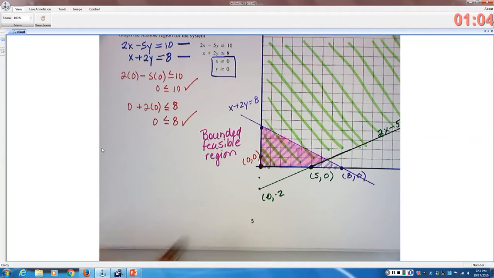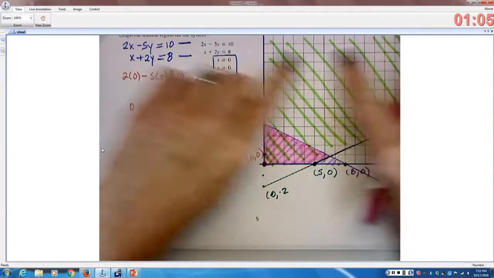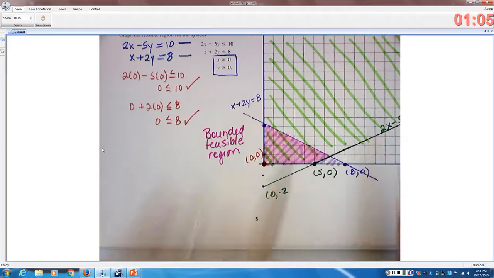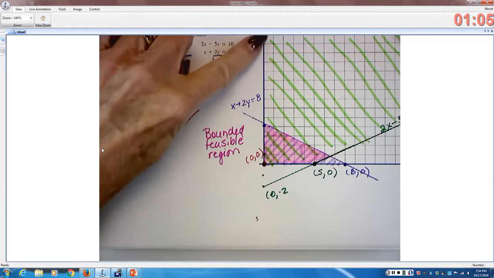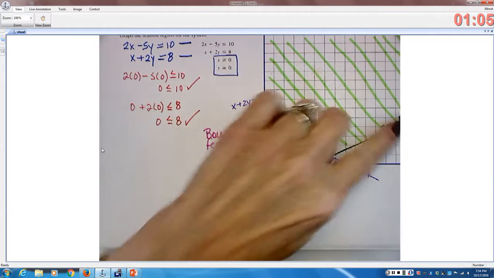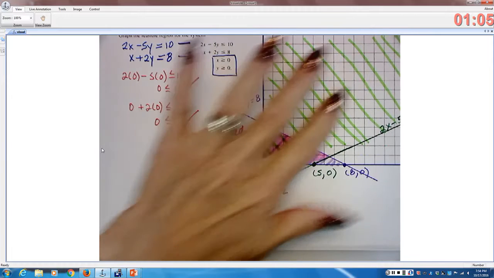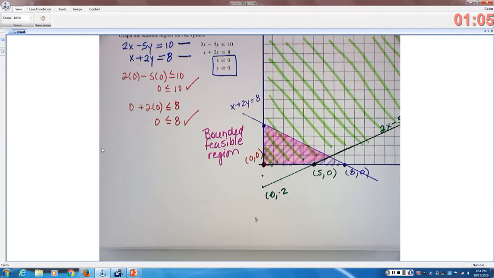Now, if my feasible region had been this region out here, which it could have been, it would have been called an unbounded feasible region because it's bounded here, here, and here, but it wouldn't have been bounded in that direction. It would have kept on going in x and y, getting larger and larger. So that would be called an unbounded feasible region. Okay?